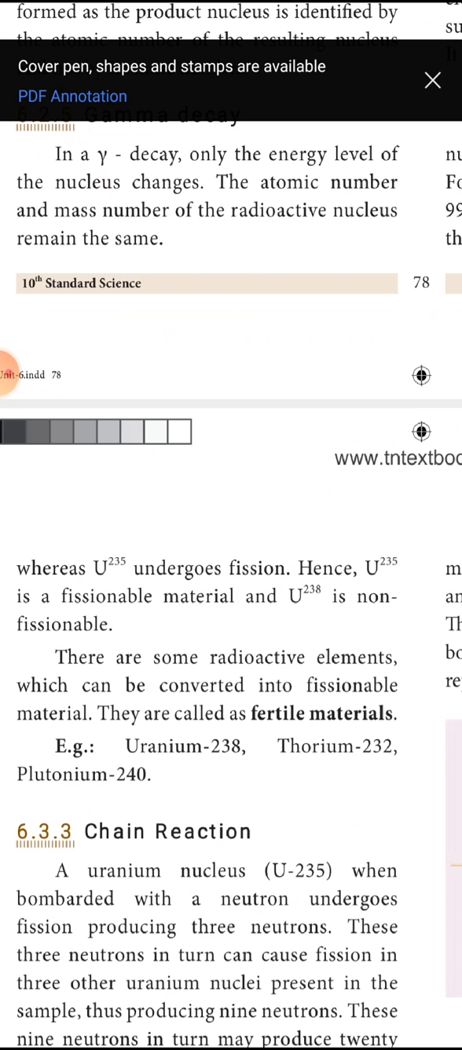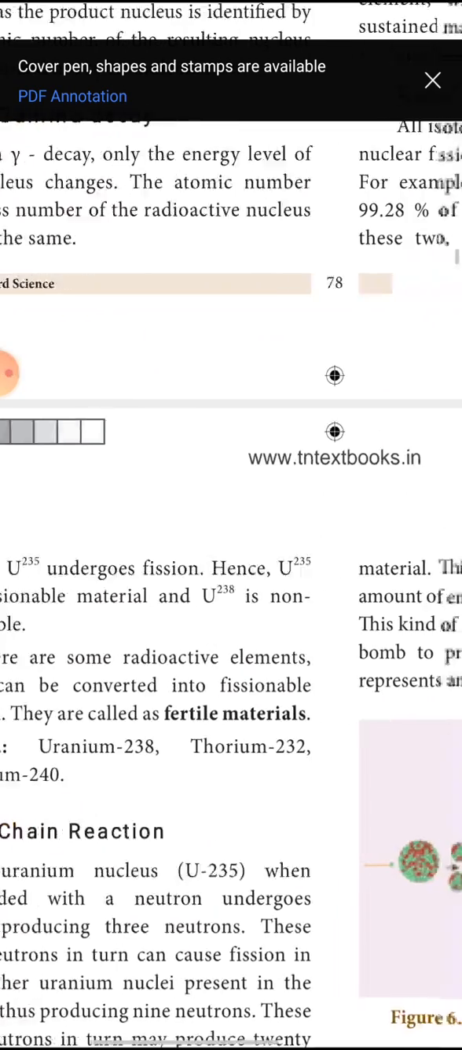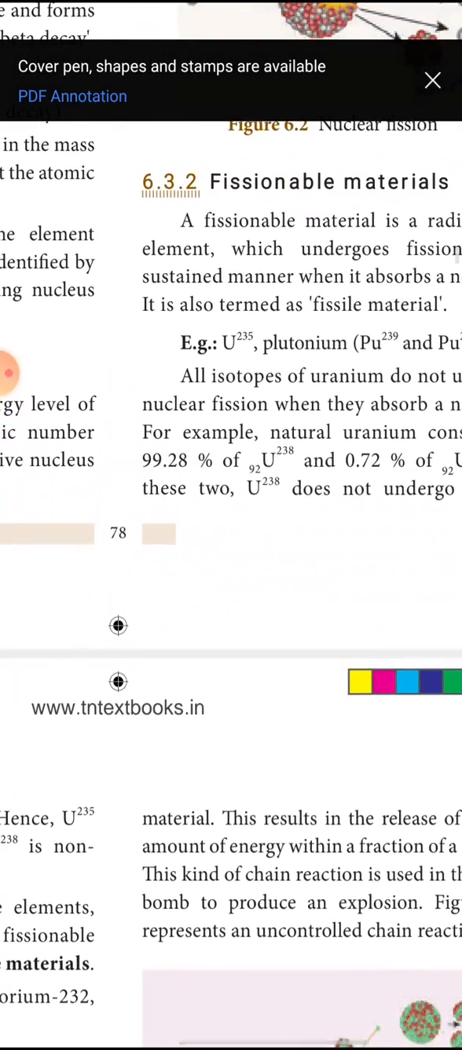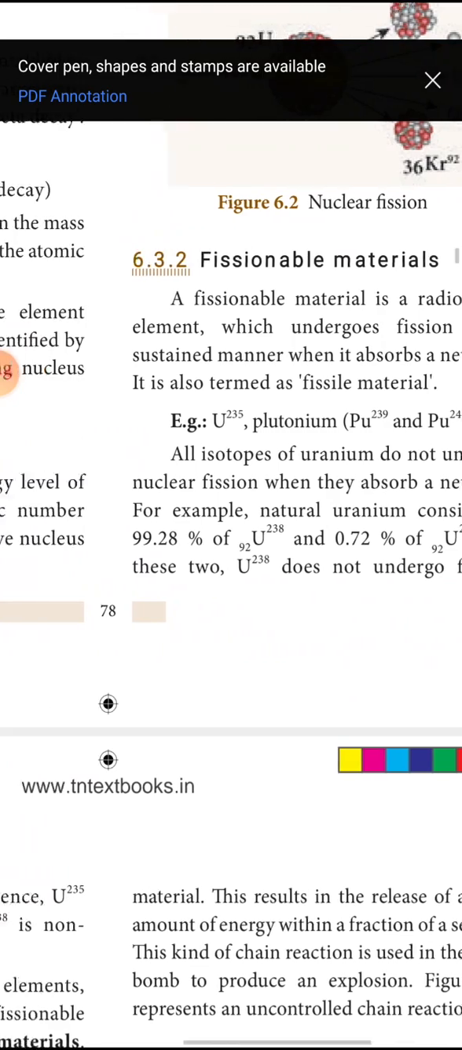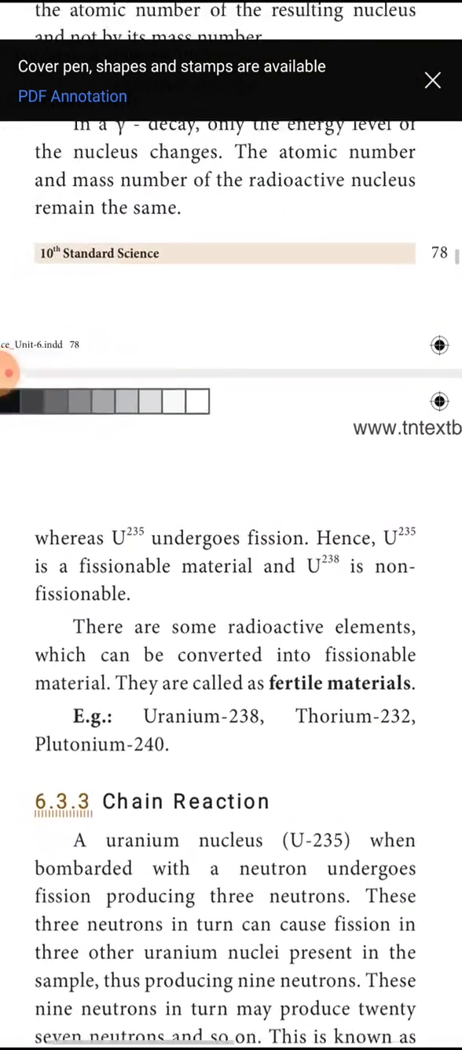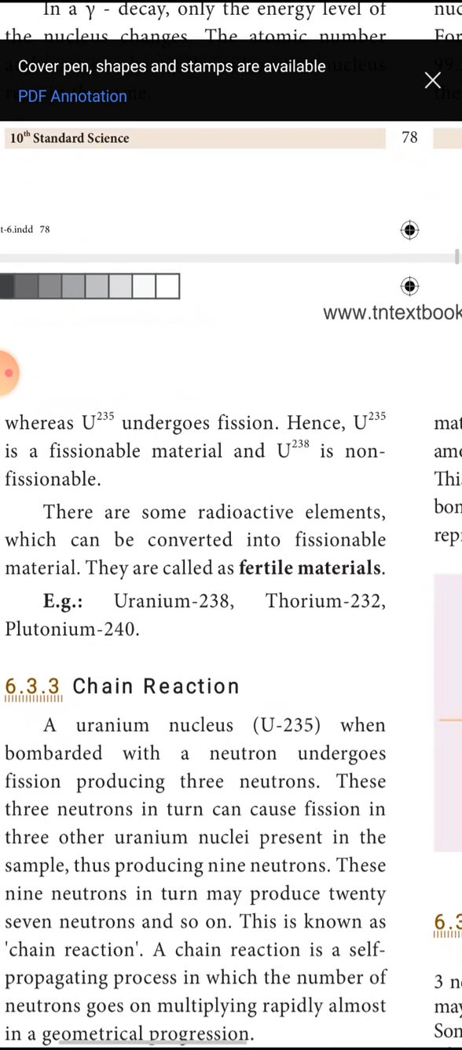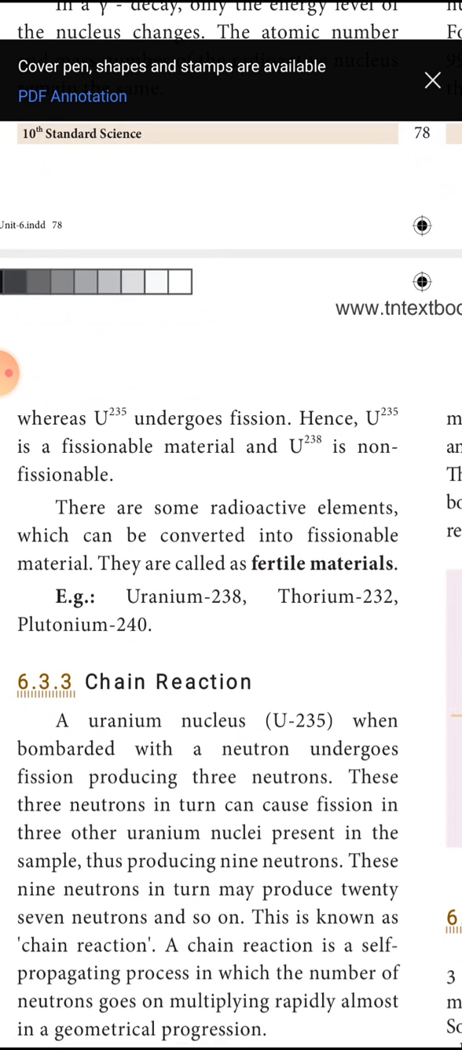There are some radioactive elements which can be converted into fissionable material. They are called fertile material. Fissionable material is the material which can split; the material which can be converted into fissionable material is called fertile material. Uranium-235 is a fissionable material. Then uranium-238, thorium and plutonium are called fertile materials.